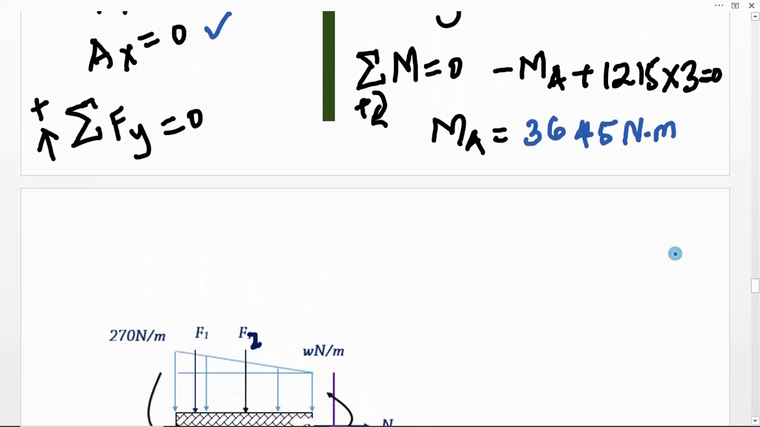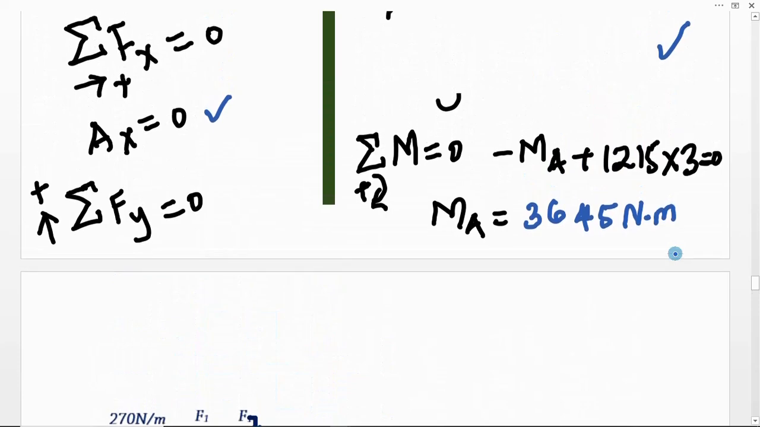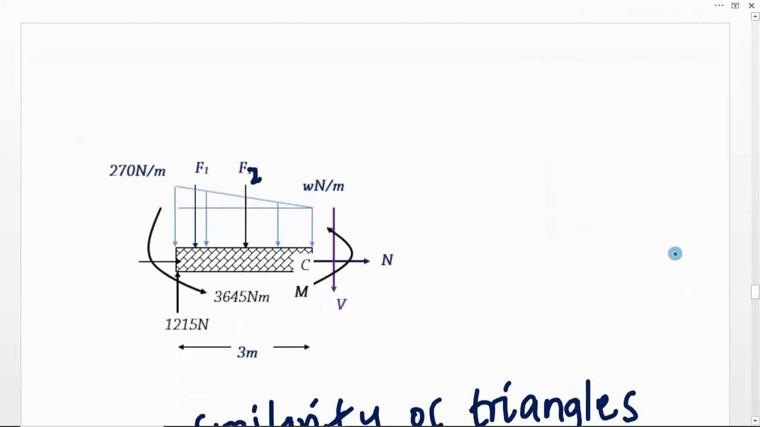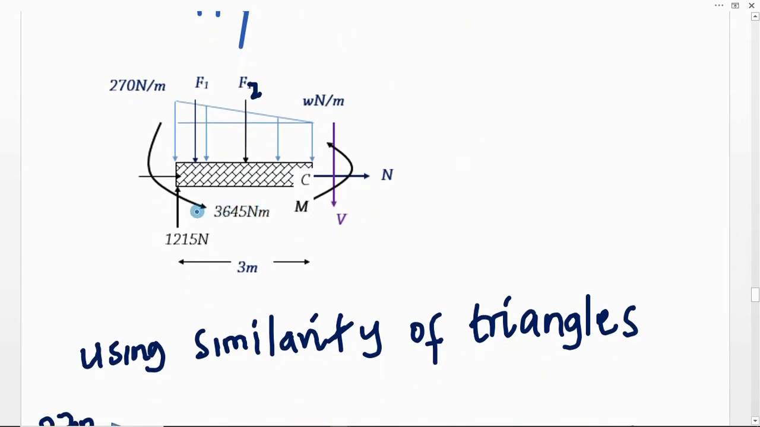Okay, having determined MA and the rest of the external forces, we need to make a cut or a section. So we make a cut at C. If we make a cut at C, we will have the free body diagram. This one is AX, which is equal to 0. Then we have AY, which is 1215 newtons. Then the reactionary moment, which is 36.45 Newton meter.